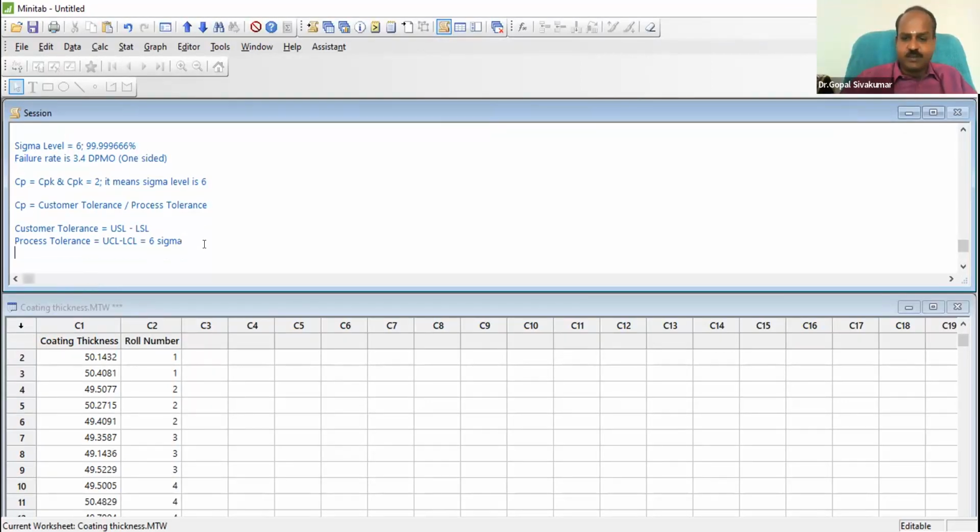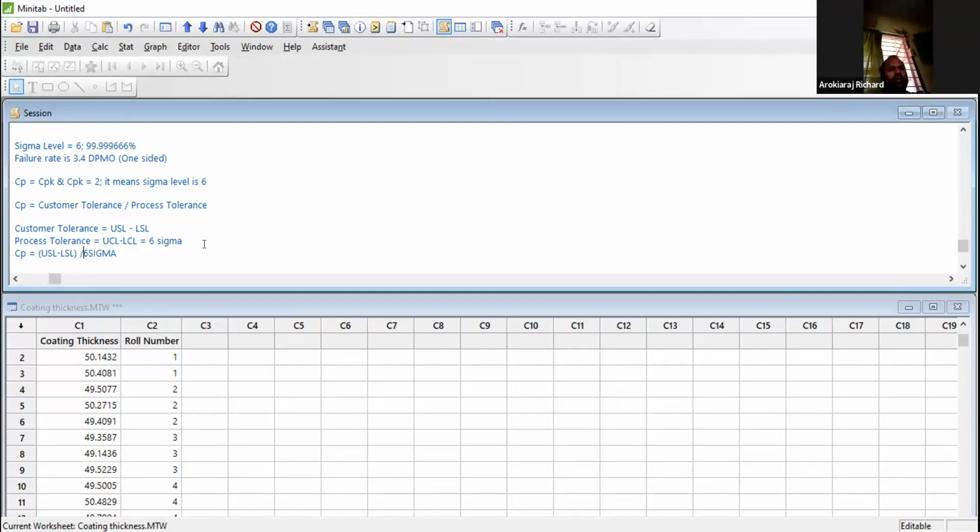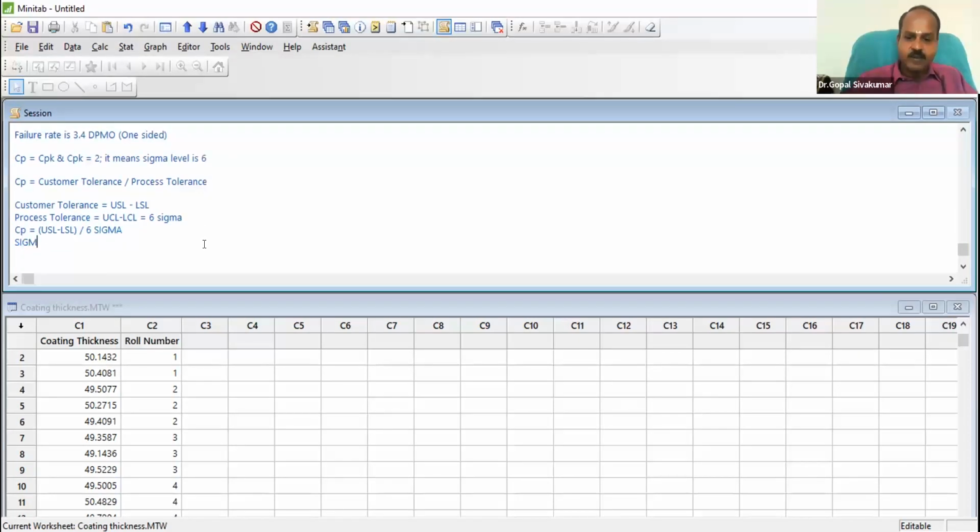CP is nothing but, the formula is very simple. CP equals USL minus LSL divided by 6 times sigma. Now, what are the elements participating in my formula? Upper spec and lower spec are participating, am I right? Yes, sir. And then 6 sigma. What is sigma here? Sigma is error, or you can call it variation. So you are only using variation.